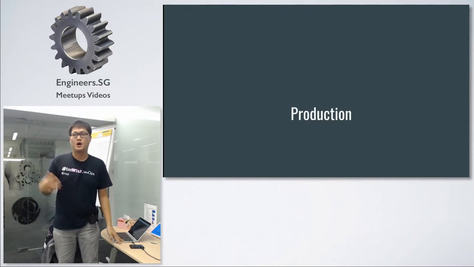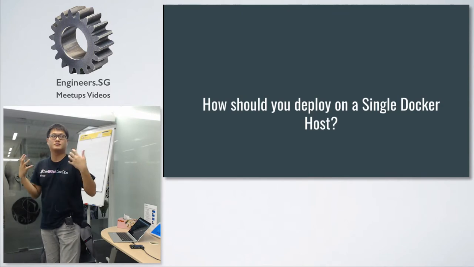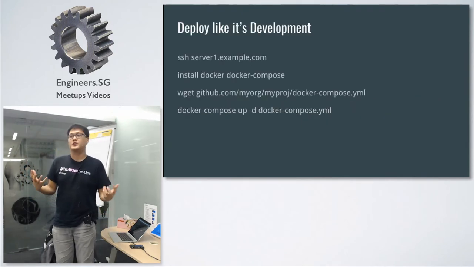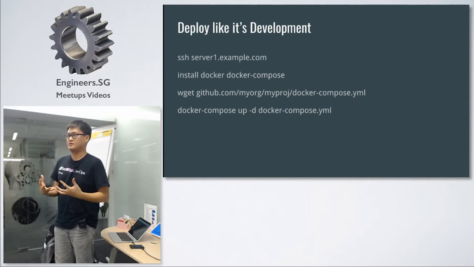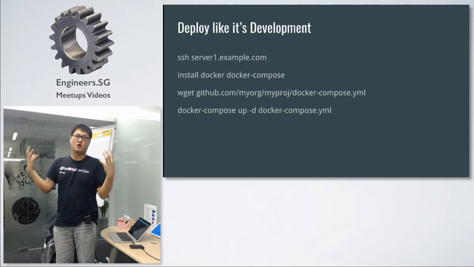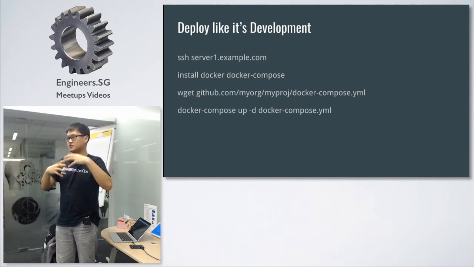So how do you use Docker in production, right? How should you deploy on a single Docker host? The temptation is very big to deploy like in development, right? You go through the tutorials, you install Docker, and then you run Docker Compose up, Docker Compose run, and stuff.